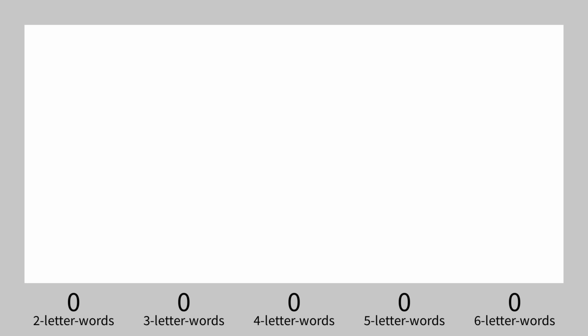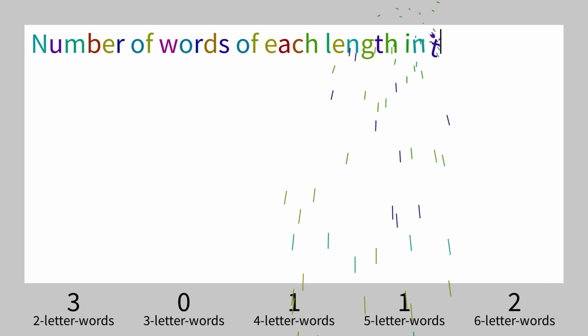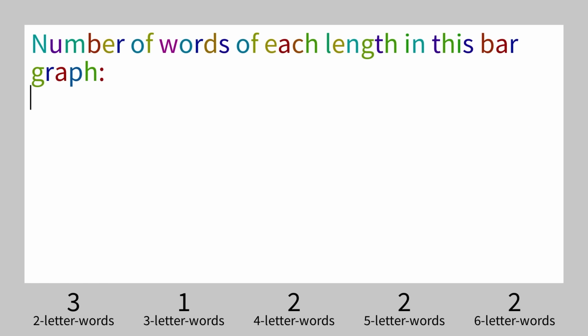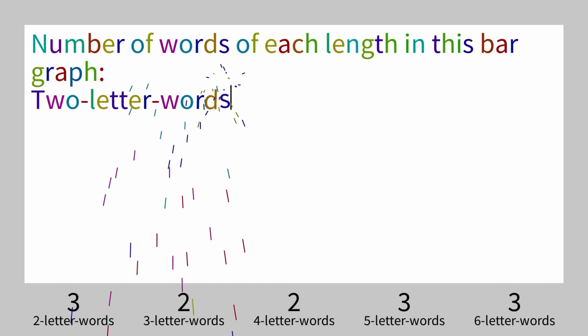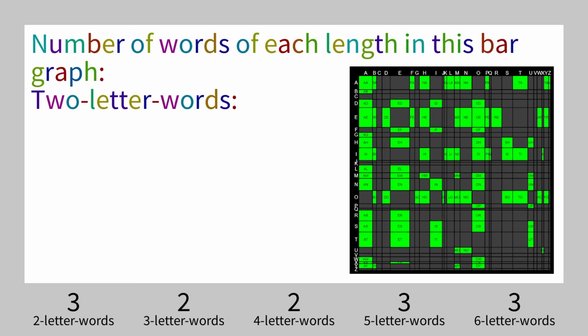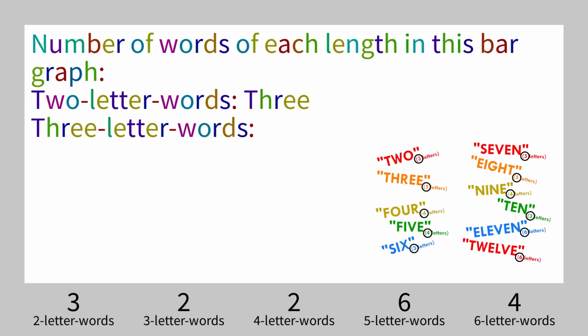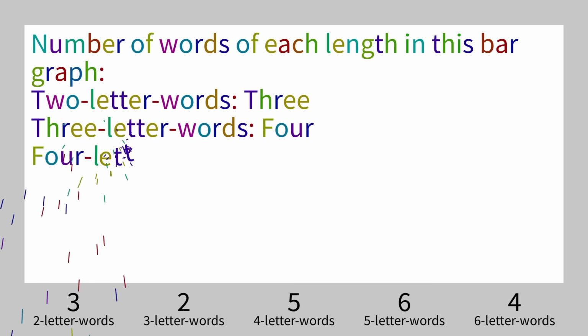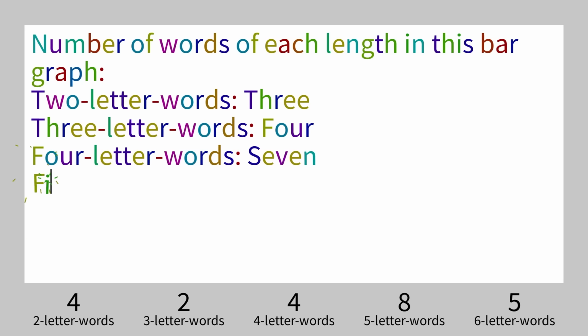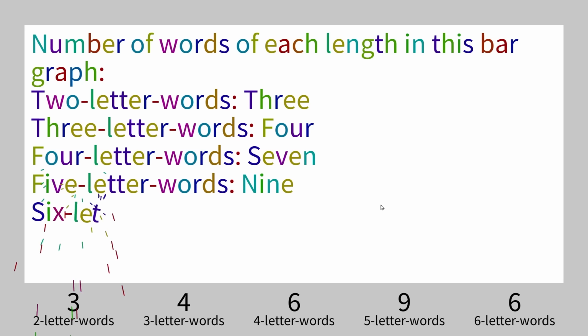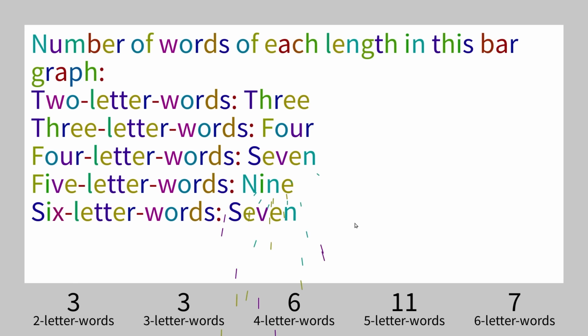So we'll start with the title text, number of words of each length in this bar graph, and then let's just make random guesses for how many 2-letter words there are. Well, those are pretty short and don't happen often, so 3 maybe? And then for 3-letter words, those are a little longer, and numbers themselves can have 3 letters, so maybe a bit higher. I'll say 4. For 4-letter words, I'm gonna guess 7. And then the big daddy of them all, the 5-letter words, like 9. And then finally the longest words, the 6-letter ones, I'm gonna guess it's lower, 7.